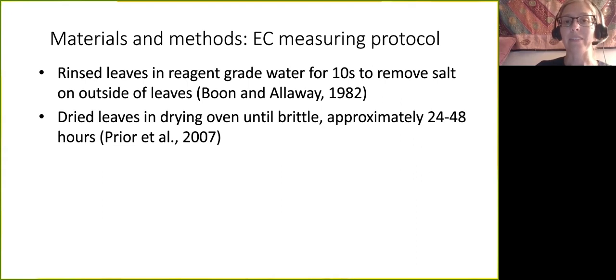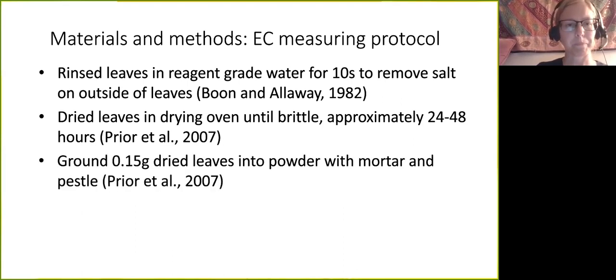Then I dried the leaves in a drying oven until they were brittle, and that took approximately 24 to 48 hours depending on the sample. I started drying around 30°C, but that was taking a much longer time to get them completely dry. So I turned up the temperature to around 60, and I think after 48 hours was the longest any leaf sample stayed in the oven.